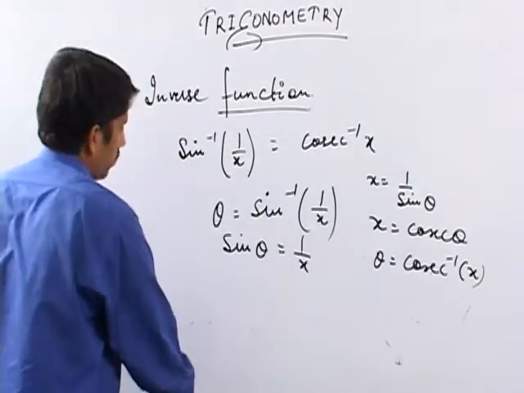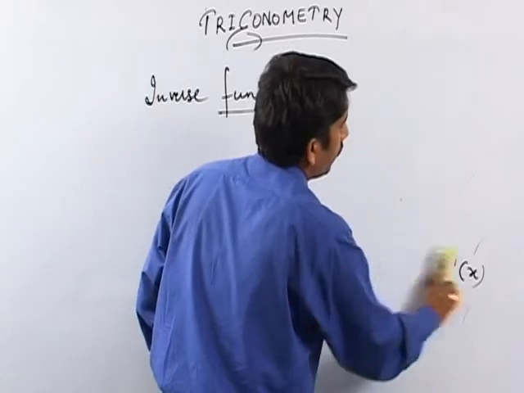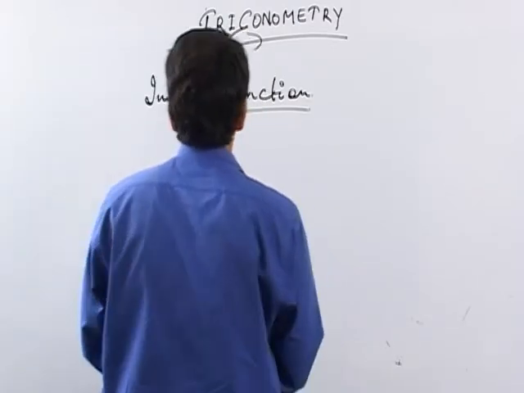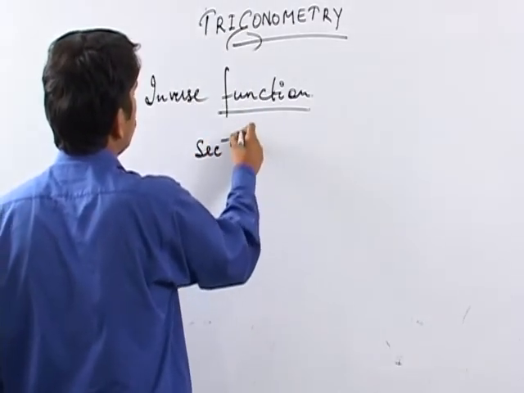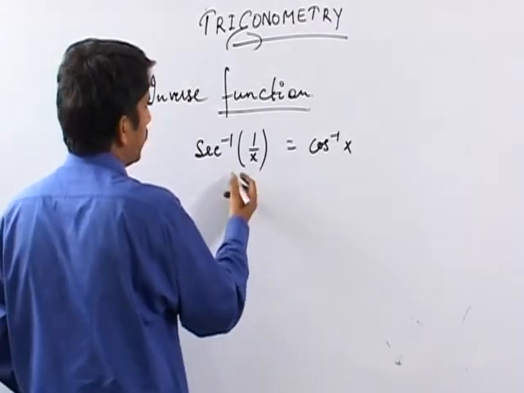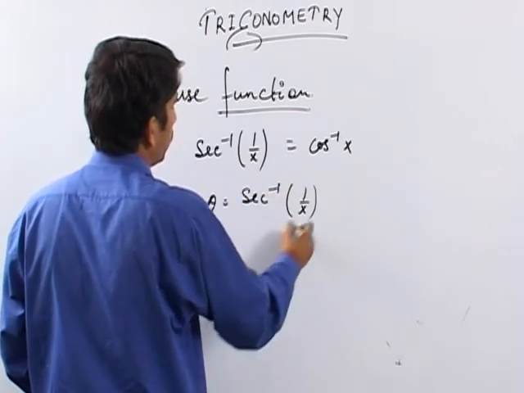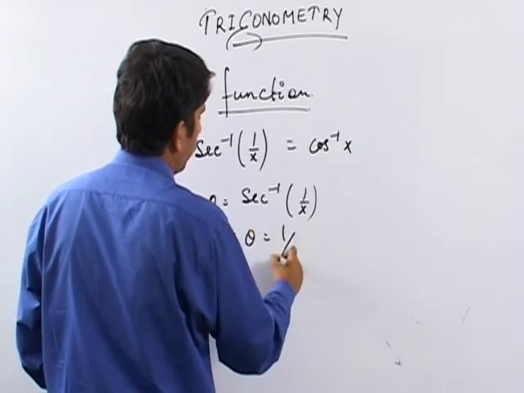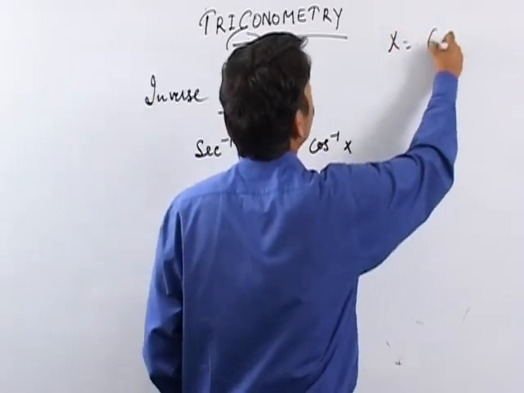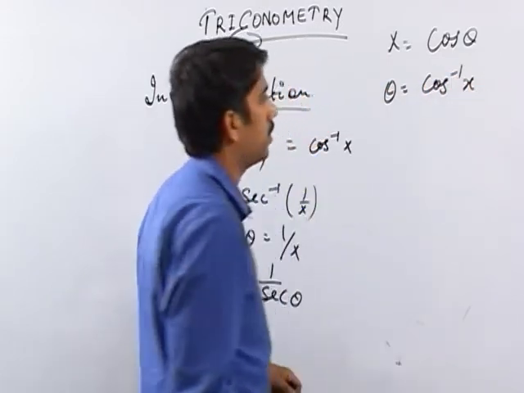In a similar pattern, you can find the value of secant inverse of 1 by x is equal to cos inverse x. Now let's take theta is equal to secant inverse of 1 by x. That means secant theta is equal to 1 by x, and x equal to 1 by secant theta, which will become x equal to cos theta, and theta will be equal to cos inverse x.